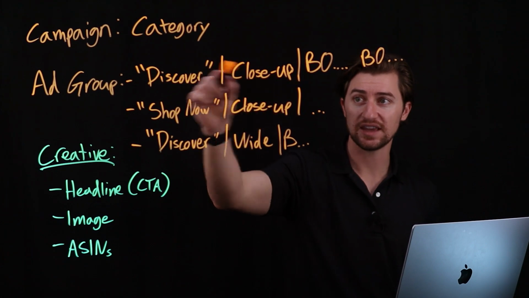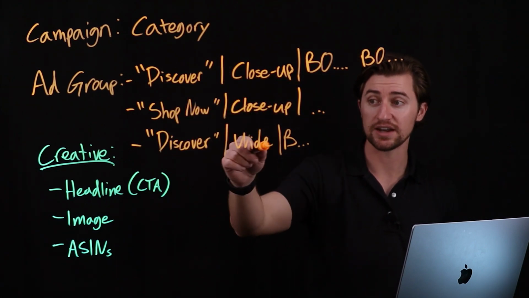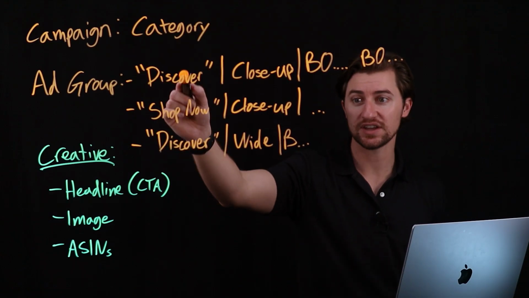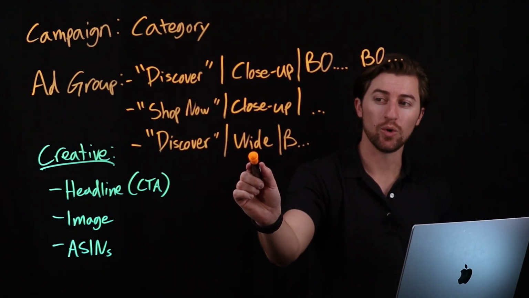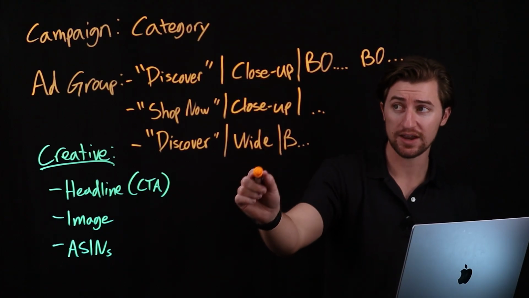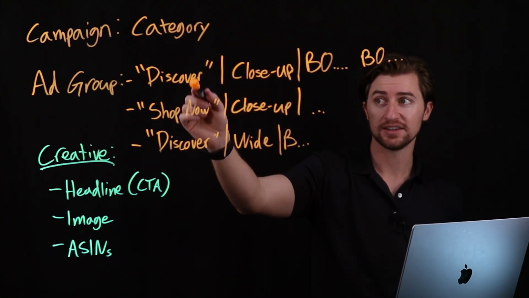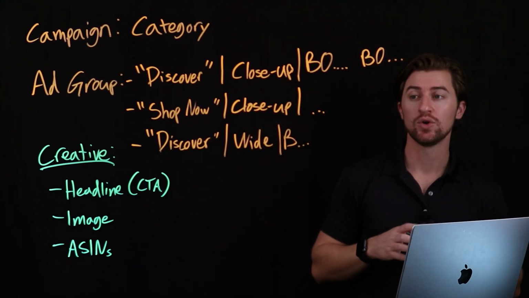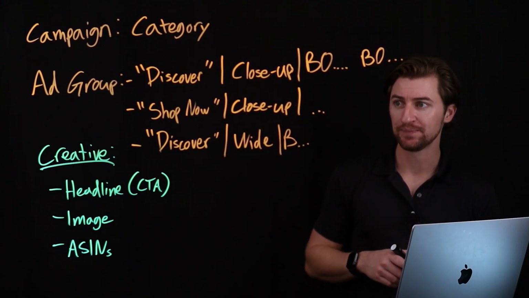And then if we're comparing this same sponsored brand creative to this ad group, and this one also was using the call to action discover and had the same ASINs, but the only thing that changed was the actual featured image, whether we were using that close-up versus a wide angle, we now know that both the call to action discover and the close-up featured image were the reasons why it was performing better.